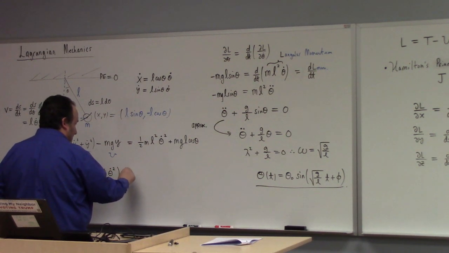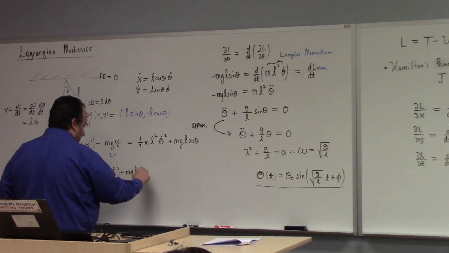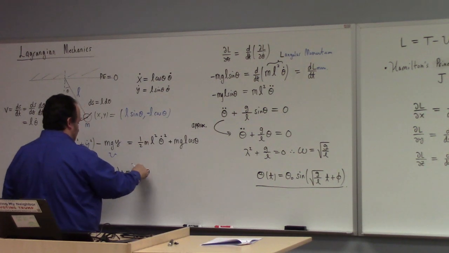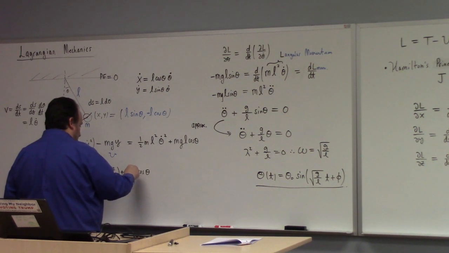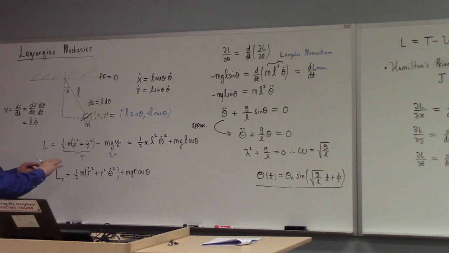Plus mgl cosine theta. Oh, I shouldn't do L. I should do mgr cosine theta. So here's the difference. I am not assuming. Basically, what's happening here, if you could think about this as an r theta problem where r has been frozen out.